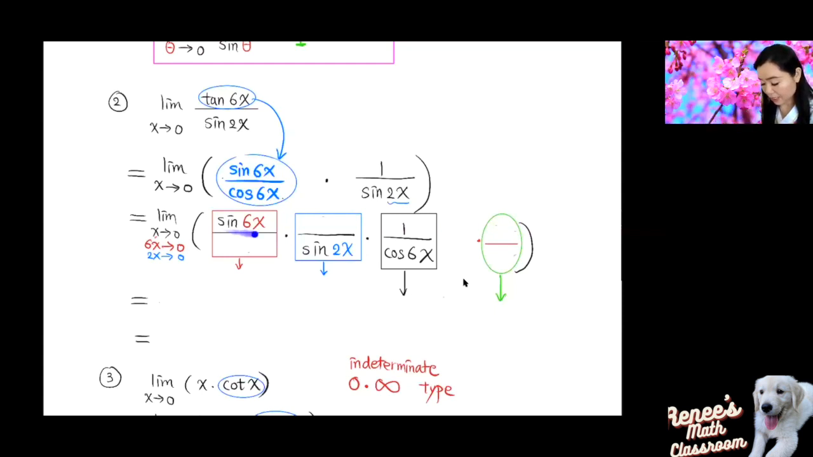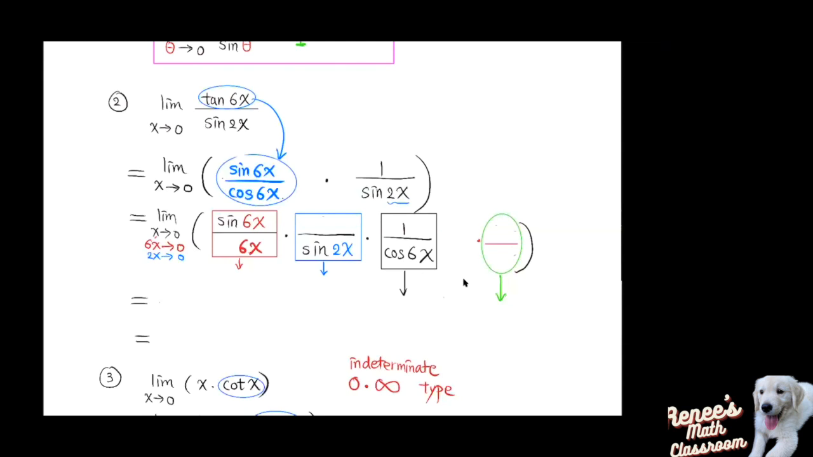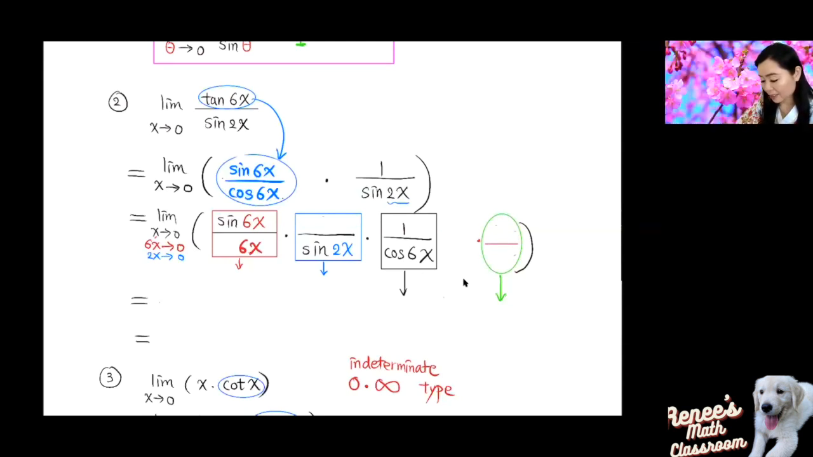So sine of 6x. Now because this is 6x, I'm going to match with that. So I'm going to put down the 6x over here. But if I divide by 6x, later on I multiply back 6x. Now I have this sine of 2x over here. I'm going to match this up here with the 2x over here. So 2x over sine of 2x. But if I times 2x here, I need to divide by 2x right here.